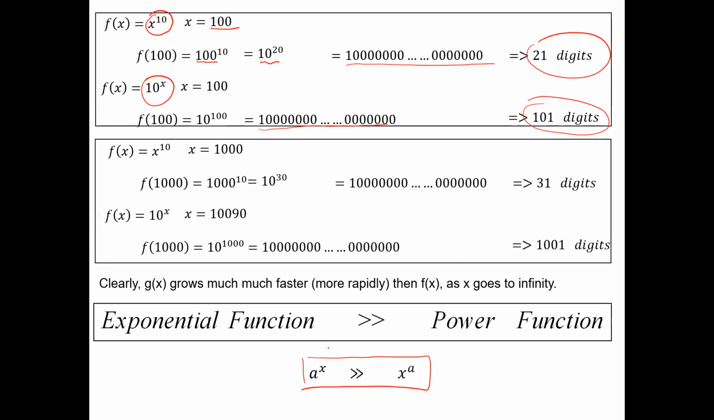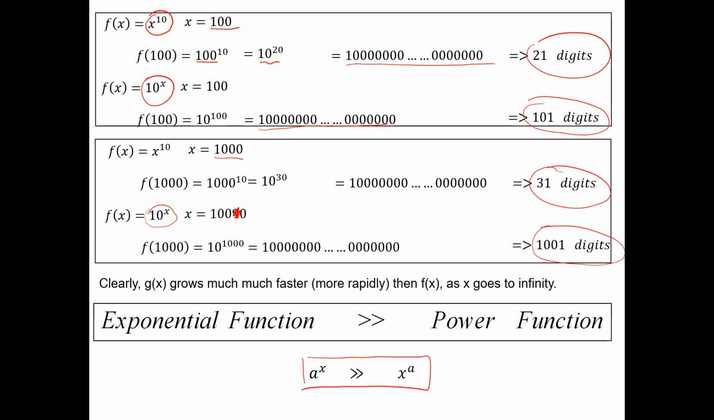We did this in previous lessons, but just to confirm and show you, I also did the same for 1000. Instead of x, I substituted 1000. 1000 to the power of 10, 1000 is 10 cubed, so 10 to the power of 30, a 31-digit number. For the exponential function, 10 to the power of 1000 will give us a 1001-digit number, much faster. One more time, the summary: exponential functions grow much faster than power functions.